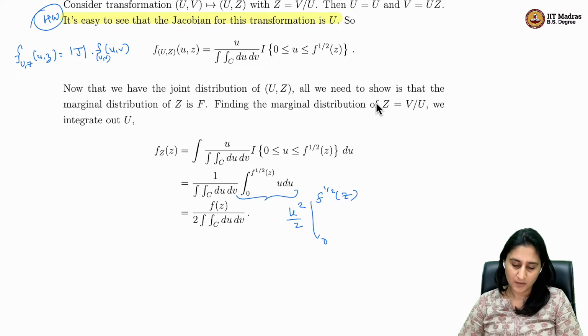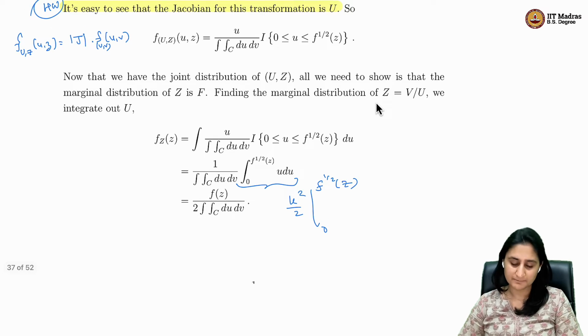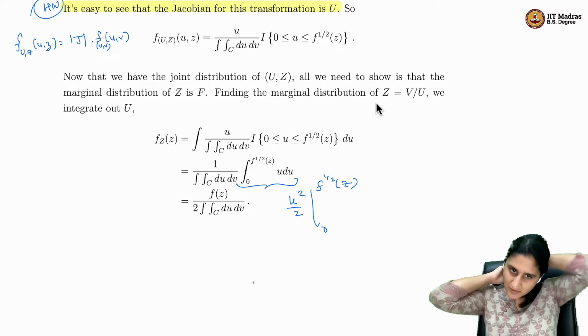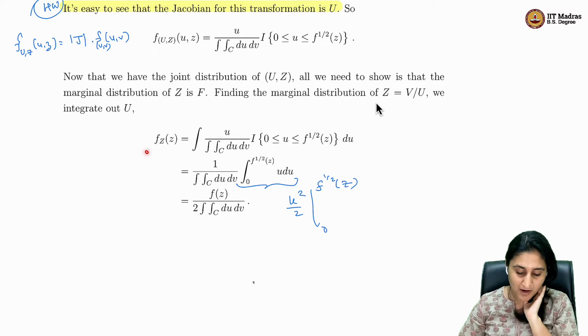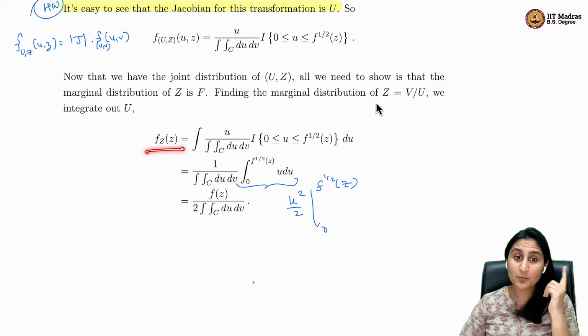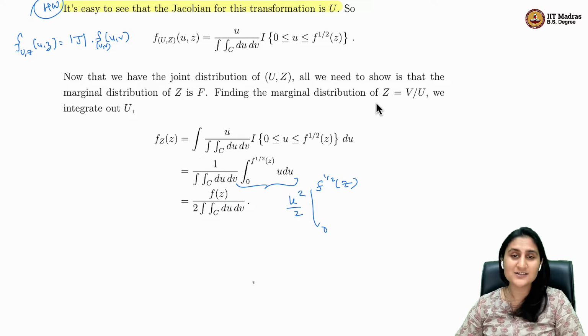Okay, now up till here we are okay, hopefully. Now here's the issue. I get that the marginal density of Z, which I want to show is F of z, is not really F of z. The marginal density of Z over here turns out to be our desired target density divided by this constant. I don't want that constant. I just want to show this is equal to this.